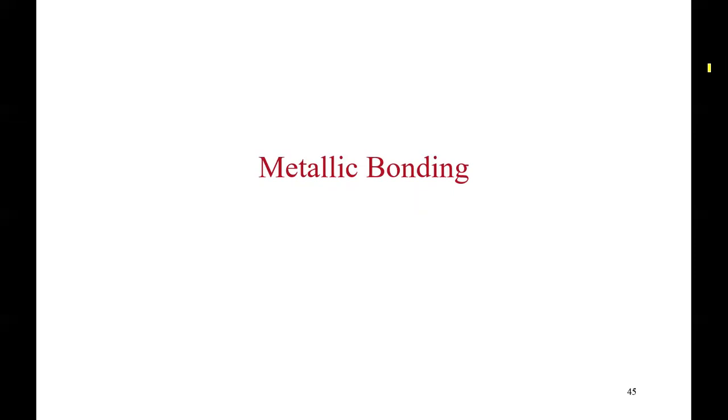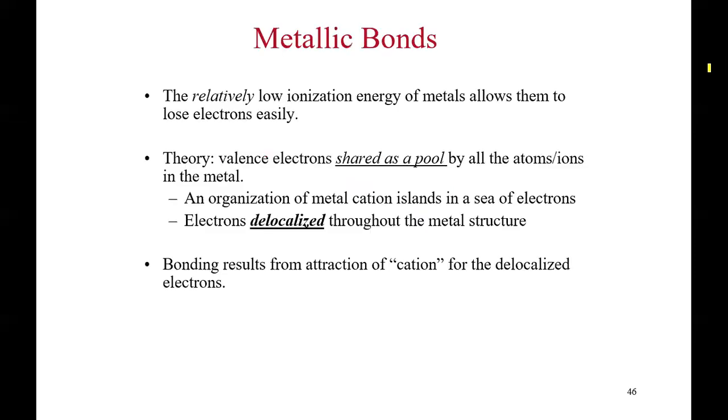Now with metals, it's a little different. Remember that metals have very low ionization energies. They can easily lose electrons, and that's why they make cations. But remember that in a solid metal, what you have is just the atoms of the metal. So there's nothing to really give the electrons to.